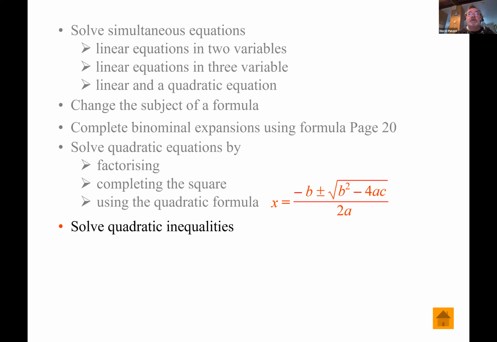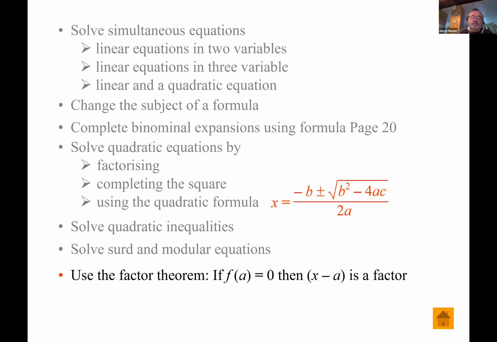So multiplying by the square of the denominator will always get you out of trouble with inequalities. And you can use that for surds as well, and for modular equations, which come up irregularly over the few years. So use the factor theorem. If f of a is equal to 0, then x minus a is a factor. Very common type of question that comes up.